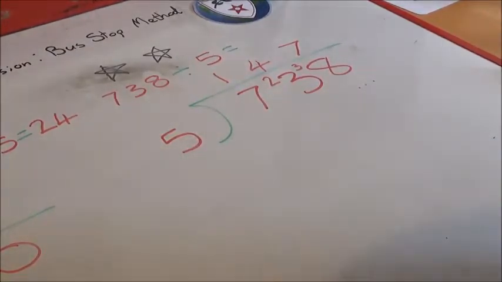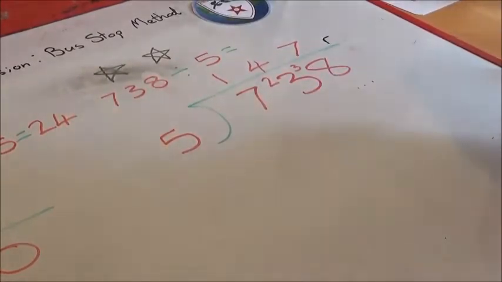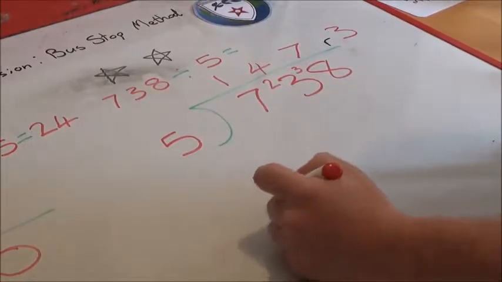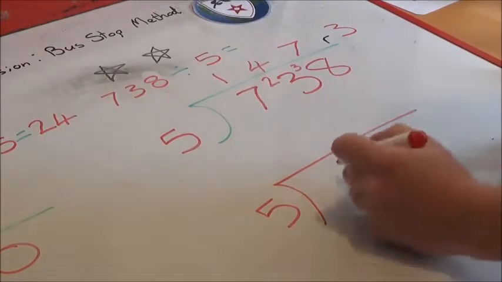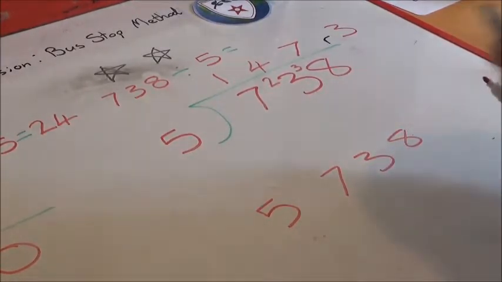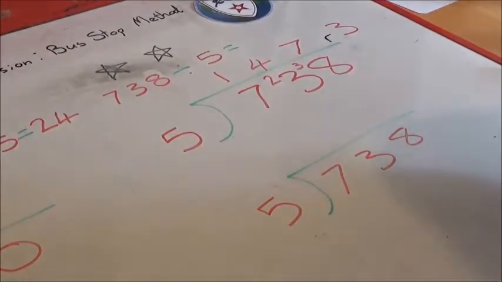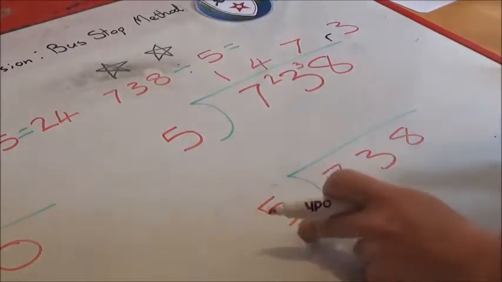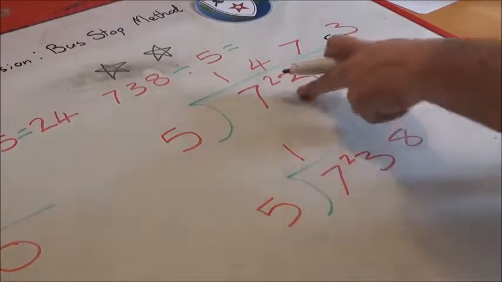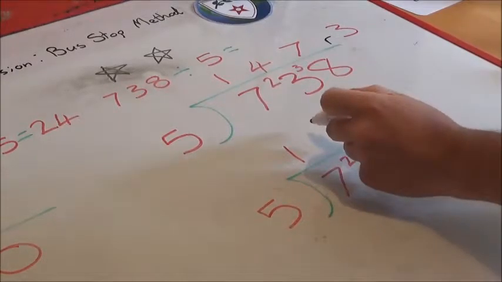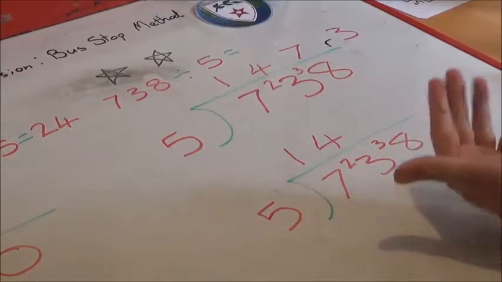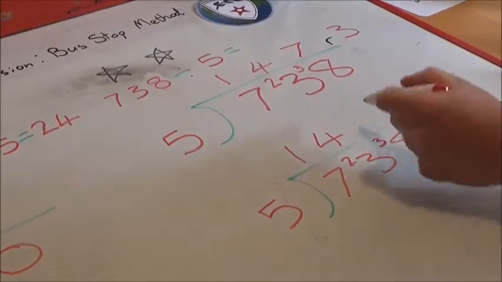So I could either do remainder 3, if that is what the question is asking me, to show a remainder, or if it's showing a decimal, I could write it out like this. 5 into 7 goes once with 2 left over. 5 into 23, exactly the same as up here. 5, 10, 15, 20. And then 3 left over. And here, 5, 10, 15, 20, 25, 30, 35, which is 7.